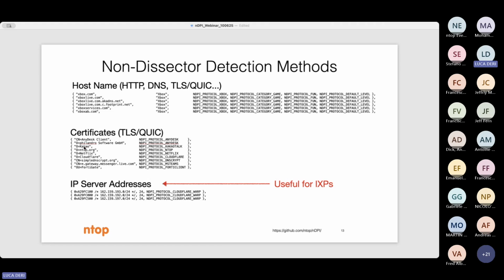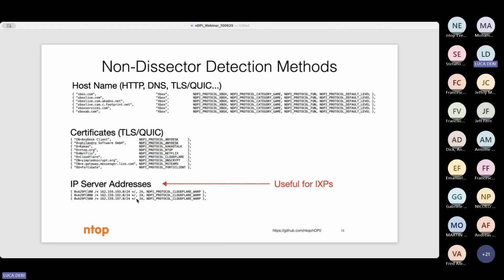Or another thing we do is to match a certificate. For instance, the popular AnyDesk remote sharing protocol is detected because it's TLS from random IPs, because apparently this company has various sites around the world. So we cannot really detect it with an IP address. We cannot detect it with the host name because there is no host name. In fact, in TLS, the host name is optional. But we detect it, for instance, using the TLS certificate.